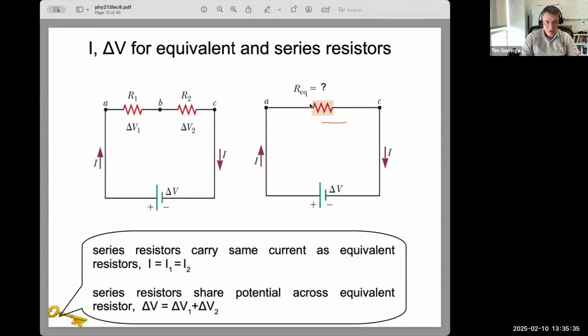So the equivalent resistor in this arrangement is getting the same current as we described as going through R1 and R2. So it also gets the current I. It gets the total voltage that is being applied across the series resistor network. So the sum of the voltages across R1 and R2 is equal to the total voltage across the equivalent resistor.